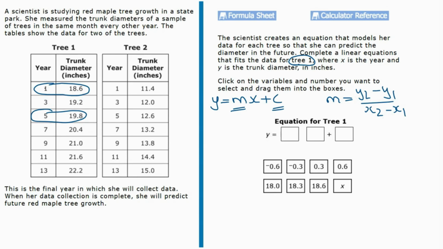You can see that years are coming in the x-axis and the diameters were coming in the y-axis in the previous graph. So this will be chosen as x1, this can be x2, and this is going to be y1 and this is y2. In that case, I can write down the slope is going to be y2 minus y1, so that is 19.8 minus 18.6 divided by 5 minus 1.